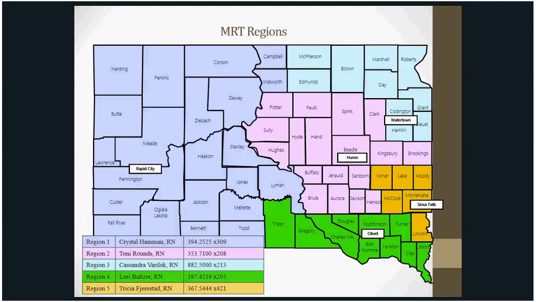This next slide is a map of the MRT regions. You can see that there are 5 nurse consultants located across the state. Crystal Heyman is located in the Rapid City office, and she covers Region 1.